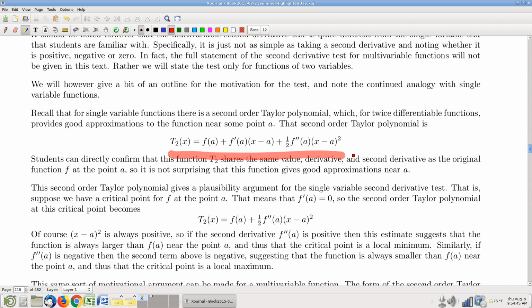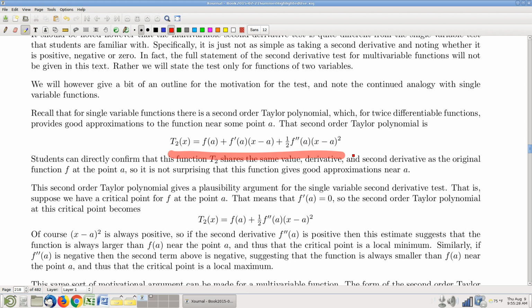This is the second order Taylor polynomial, and as you all hopefully recall, this is the quadratic that best approximates what the function looks like near the point A. If you had to write down a quadratic polynomial that best approximates f at A, this is it. So this has the same value as f at A. It's got the same derivative as f at A. It's got the same second derivative. In other words, the graph of this Taylor polynomial has the same height, the same slope, and the same concavity. It's mimicking f very well up to the second order near the point A.